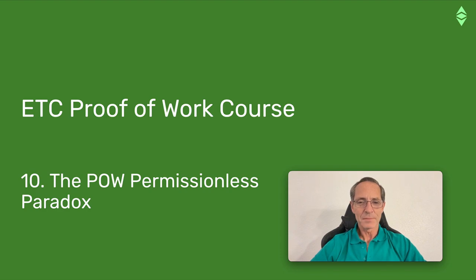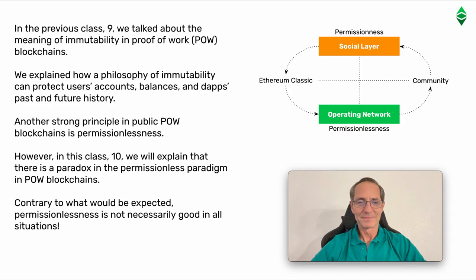This is the ETC Proof of Work course, Class 10, the Proof of Work Permissionless Paradox. In the previous Class 9, we talked about the meaning of immutability in Proof of Work (POW) blockchains. We explained how a philosophy of immutability can protect users' accounts, balances, and dapps, past and future history. Another strong principle in public proof of work blockchains is permissionlessness.